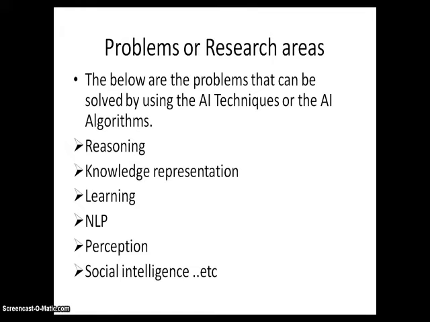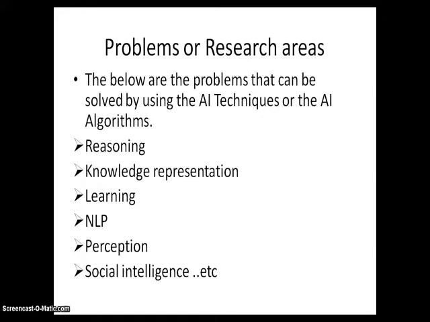We have different types of algorithm in AI. So reasoning, knowledge representation, learning, NLP, perception, and social intelligence. So these are some of the problems that we will be solving by using AI.